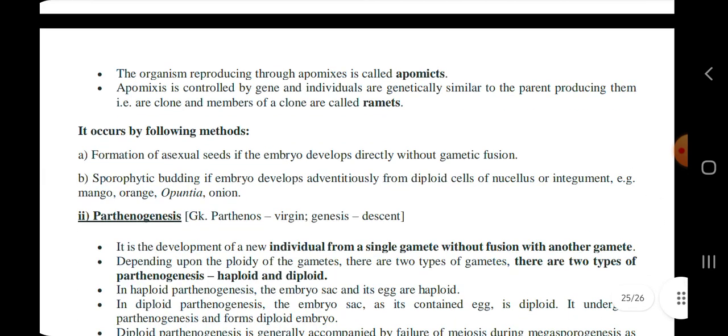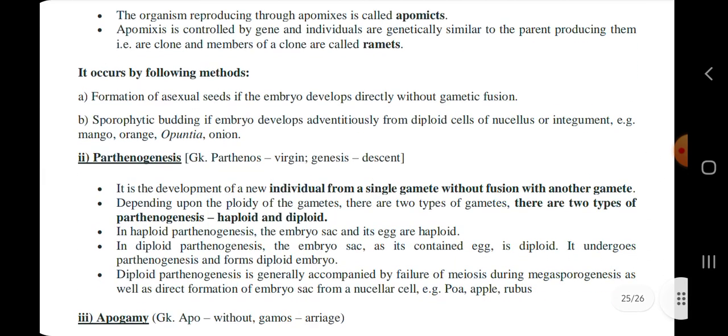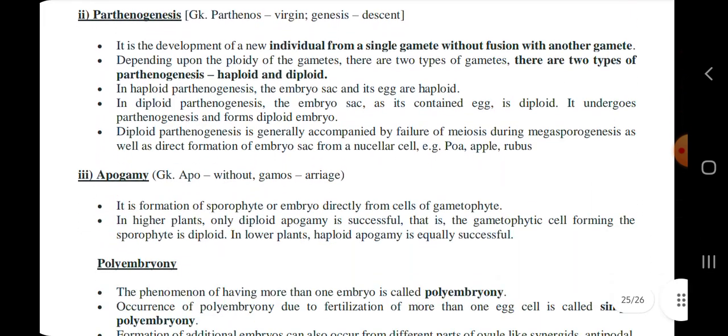Then it occurs by the following methods: formation of asexual seeds, if the embryo develops directly without gametic fusion. Then sporophytic budding, if embryo develops from diploid cell of nucellus or integuments. Then parthenogenesis, development of new individual from a single cell gamete without fusion with another gamete. Then depending on the ploidy, these are of 2 types: haploid parthenogenesis and diploid parthenogenesis.